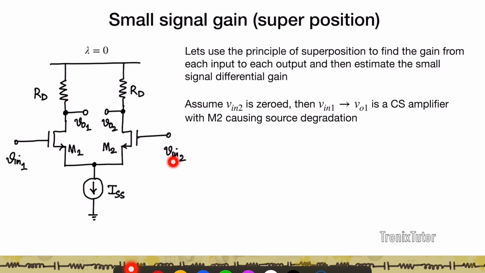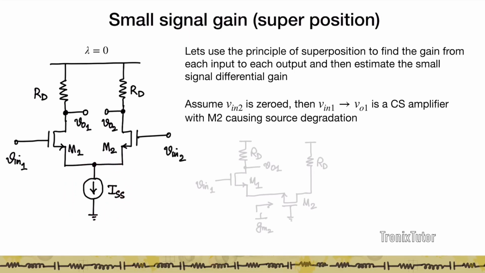So now when Vin2 is zeroed, that is, when Vin2 goes to a small signal 0, then if I look between Vin1 and VO1, what I see is a common source amplifier. The input is applied to the gate of M1, the output is taken from the drain of M1. So therefore you have a common source amplifier here. M2, however, provides source degradation.